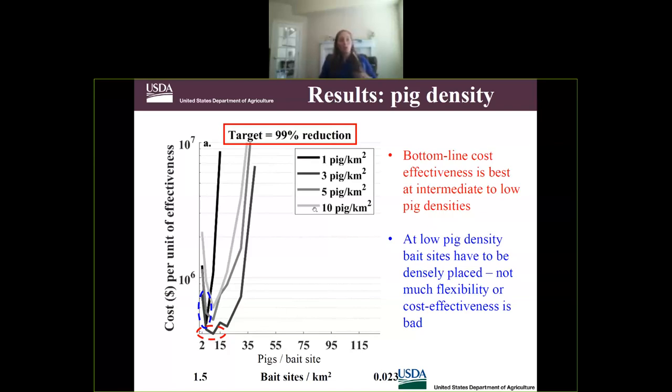As you start to get to lower pig densities, the bottom line cost effectiveness is not as good. And same thing for higher densities. And then a second result is that at low pig density, bait sites have to be densely placed. So this is similar to what we saw on the previous slide. If you have low pig density, you can only do well if you have super densely placed bait sites. Otherwise, you're not going to be cost effective.